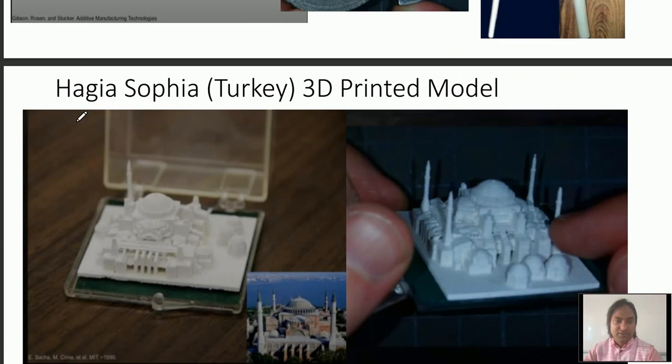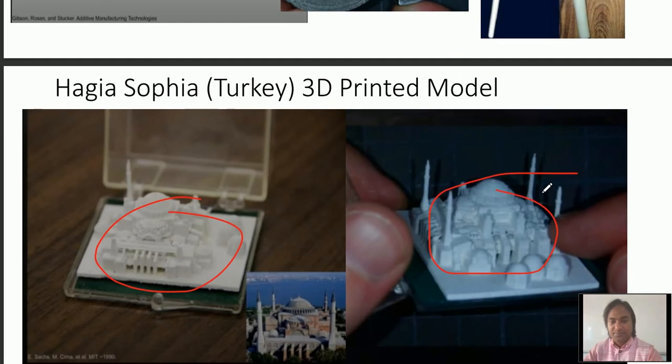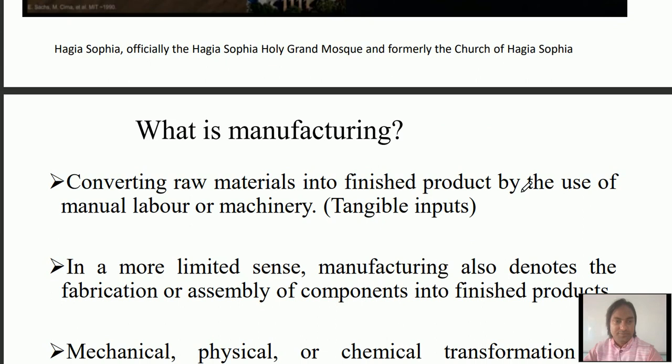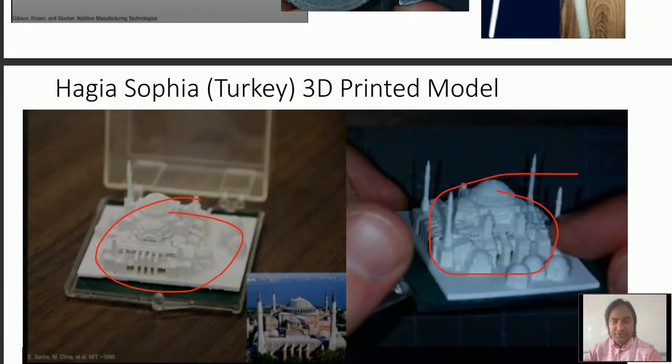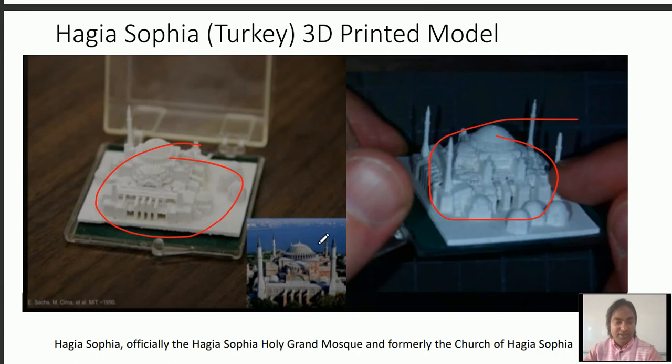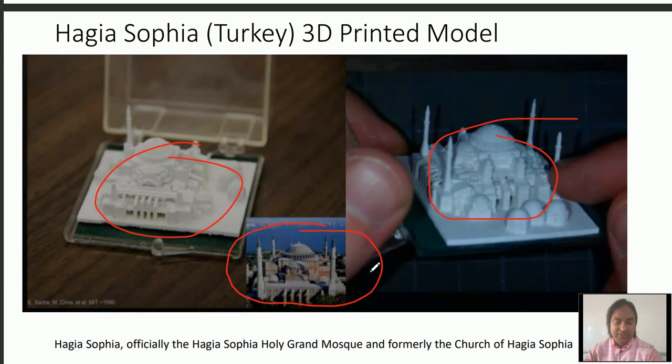This one, especially a Sophia 3D printed model can be made. This was recently in news, that is Istanbul, Turkey, Hagia Sophia. Earlier it was a church, but now it has become a mosque.